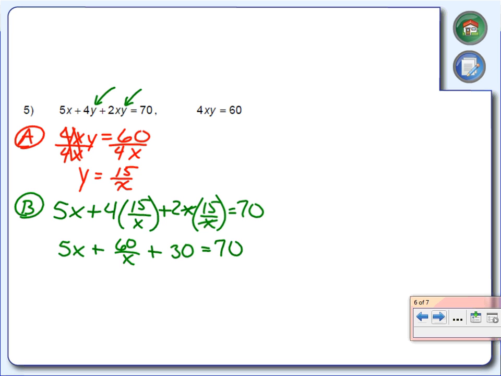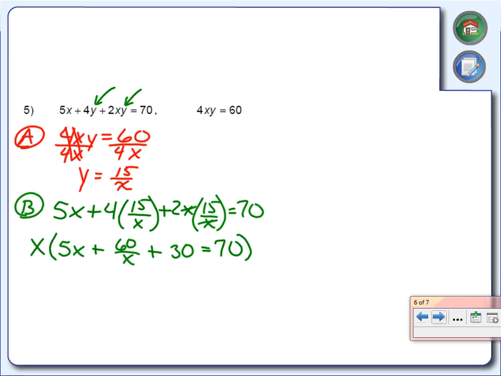Now there's one little problem I have, and that's this x in the denominator on this 60 over x. Can't have it. So we're going to get rid of that x, and the way we're going to do that is simply by multiplying the whole equation by x. You'll see what's going to happen in a second. We're going to multiply everything times an x.